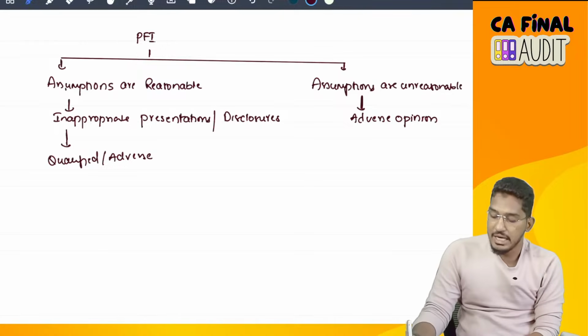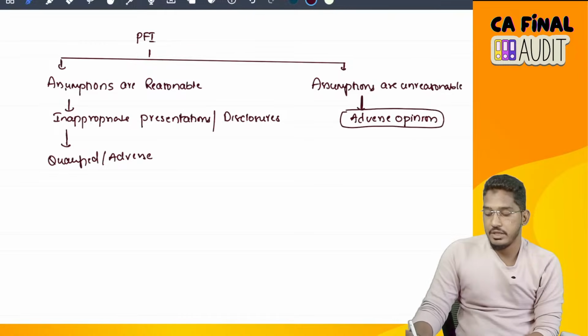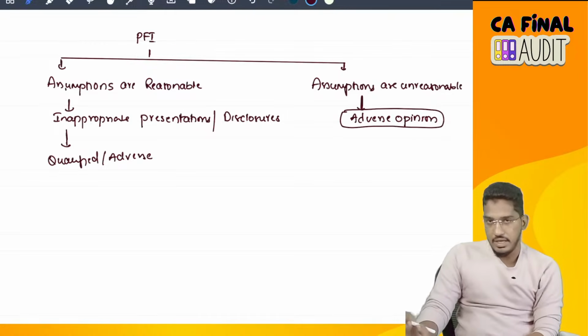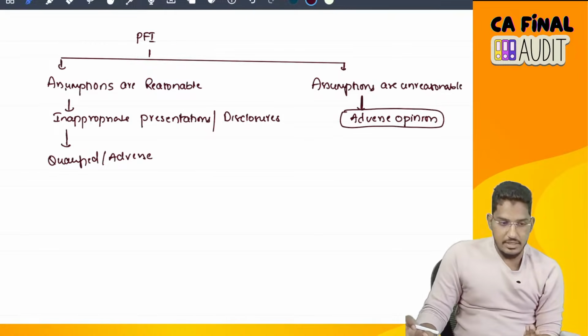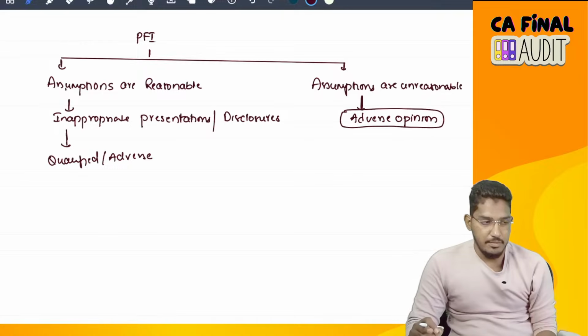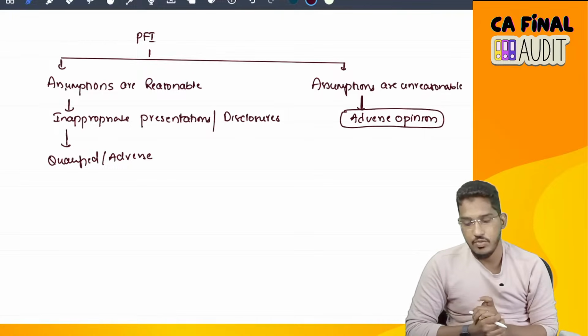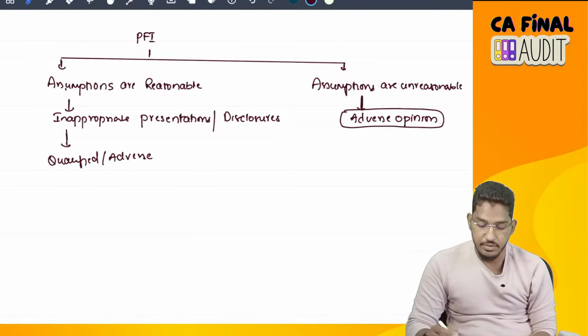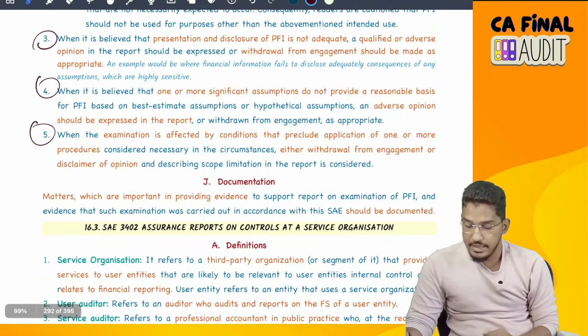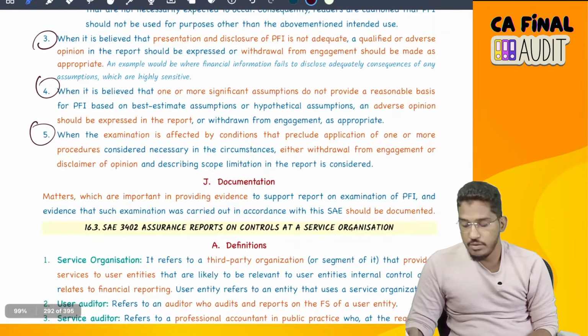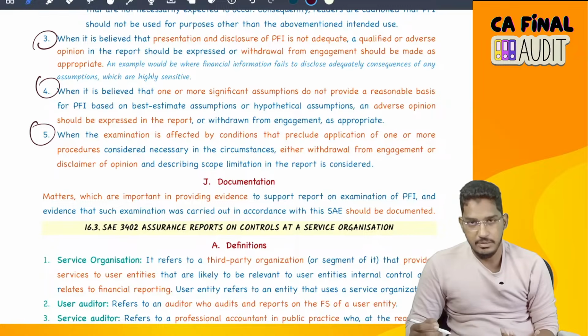But if you came to know that assumption itself is unreasonable, directly you have to give an adverse opinion. Here they should not show any concern, directly give adverse. But if assumptions are reasonable, but they have given inappropriate presentation, they did not give proper disclosures, then you have to give a qualified or adverse. There the freedom has been given to you. Next, in some cases sometimes you will not be able to perform the audit procedures. Sometimes you will not be able to obtain evidence. In that case, what should we do?